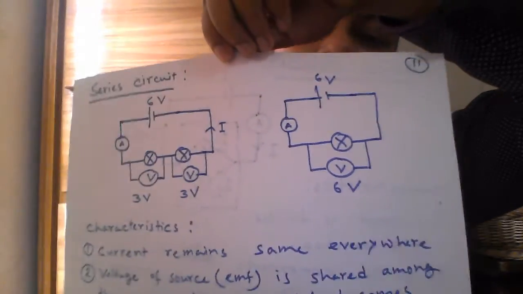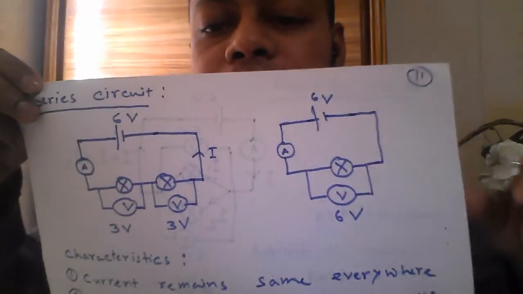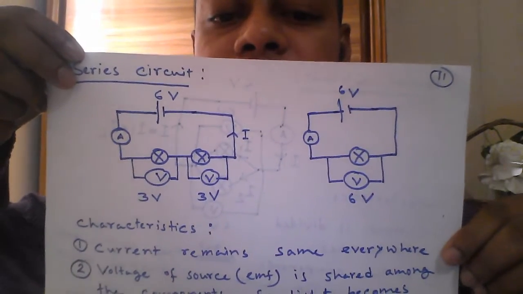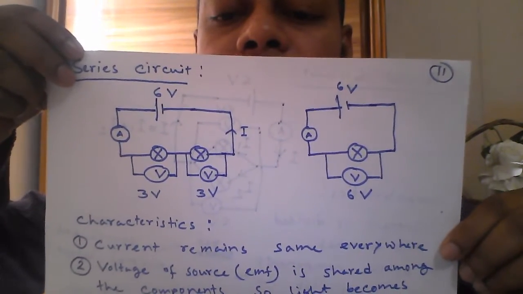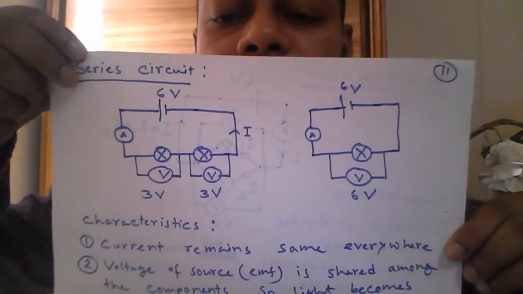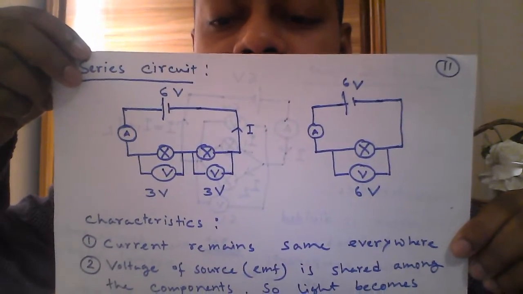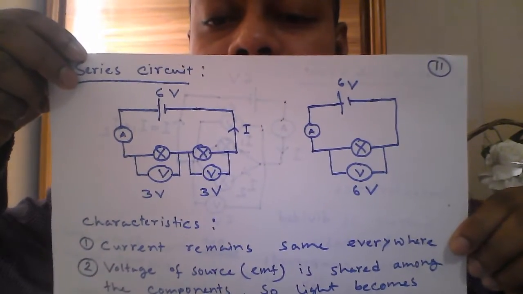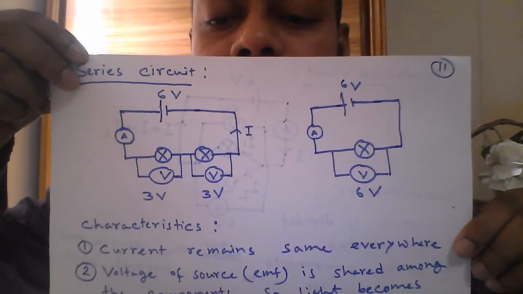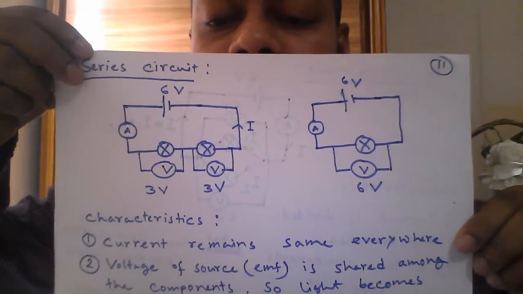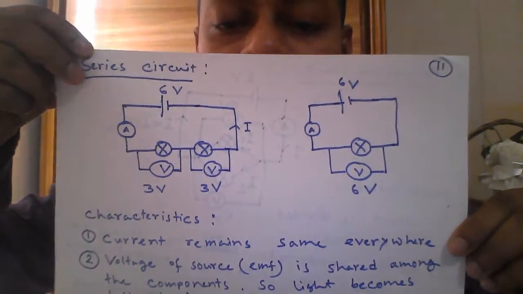If there is only a single lamp, look at the diagram right side, then the single lamp will get the entire volt or entire EMF across the lamp. That's why here the voltmeter reading you will get 6 volt.